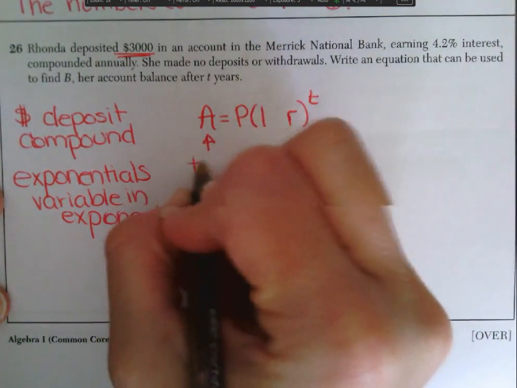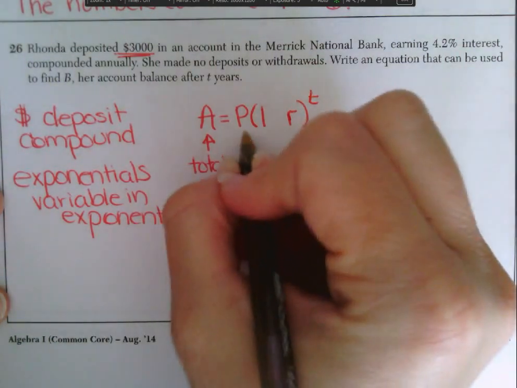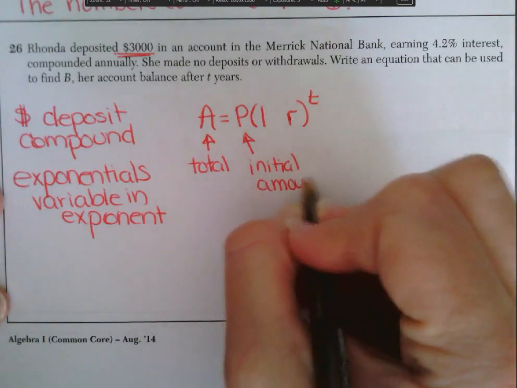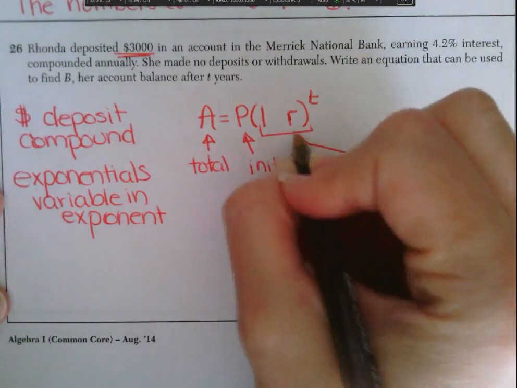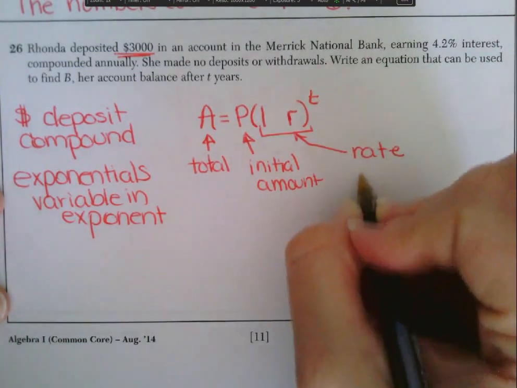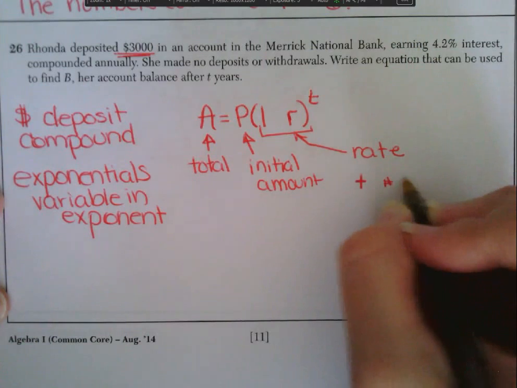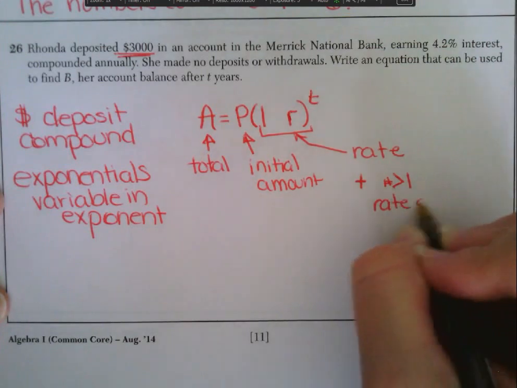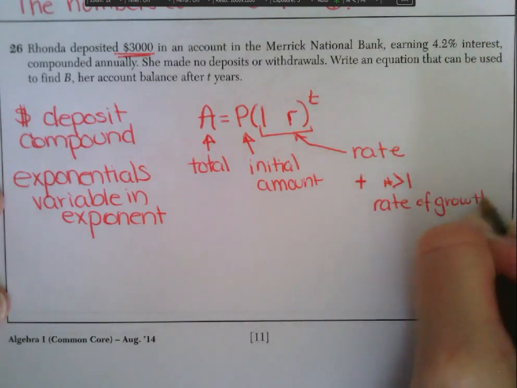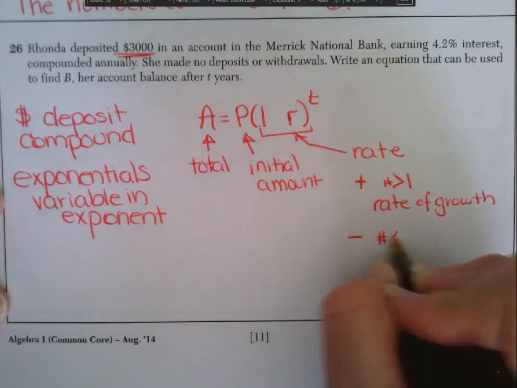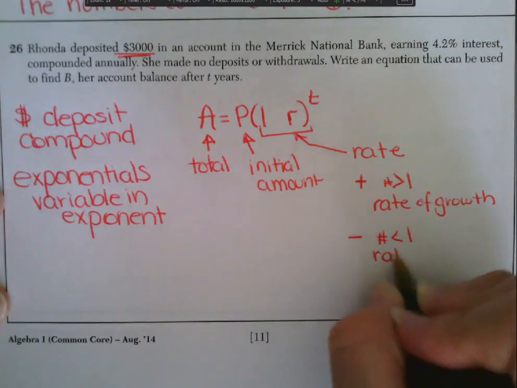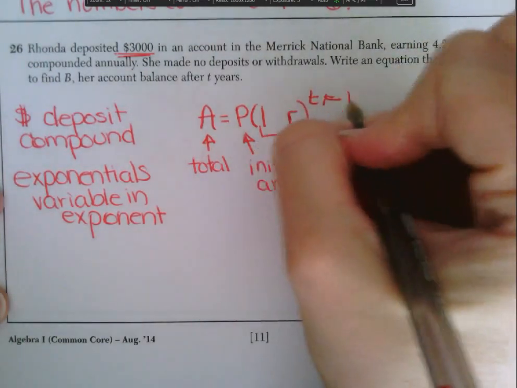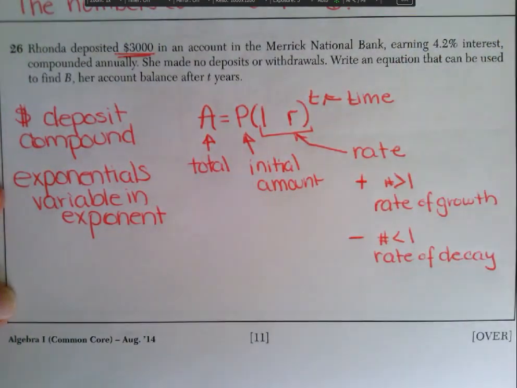Specifically, A is the total, P is the initial amount, 1 plus r is the rate. Now, if it's positive or if the number is greater than 1, then it's going to be the rate of growth. If it's negative or the number is less than 1, it's going to be the rate of decay. And then we have t as time. So that's a lot of notes just to look at this one problem, but let's keep going.